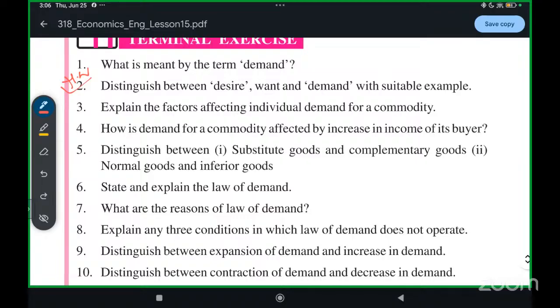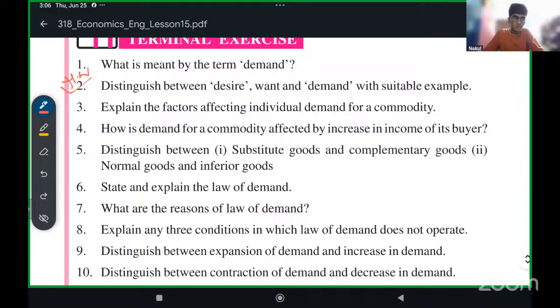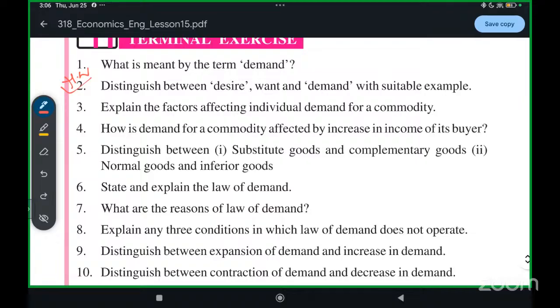That's the correct answer. When the income of the buyer increases, the demand for inferior goods decreases because the buyer stops using them, but the demand for normal goods increases. He will shift to better goods, so their demand will increase. That's right.